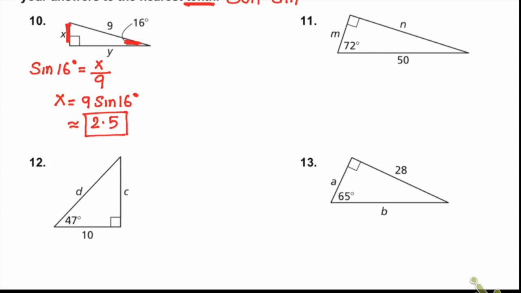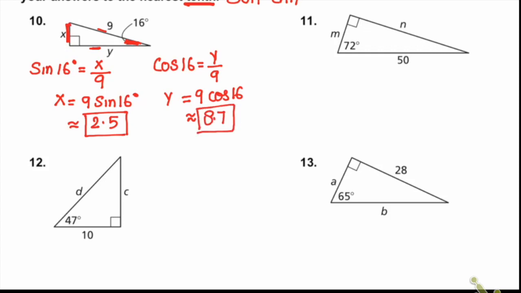But we just got x. I have to find y too. So let's do cosine 16. Cosine is adjacent over hypotenuse. So that's y over 9. You write that, do the cross multiplication. y is 9 times cosine of 16. When you simplify it to the nearest tenth, you get 8.7. You can stop the video and check whether you can do the remaining questions and then compare with my answers.